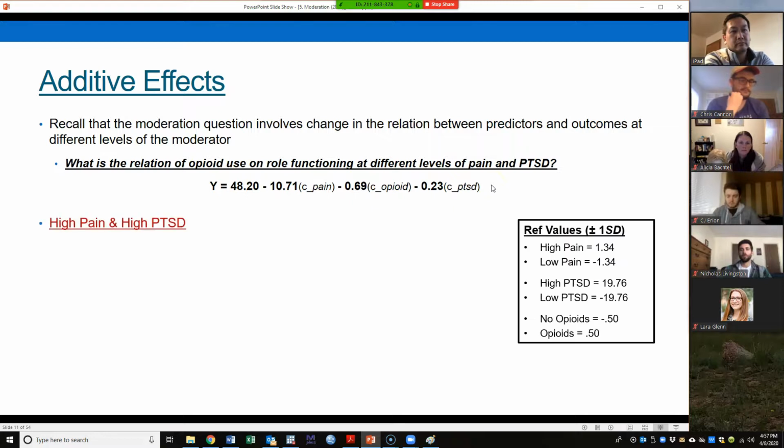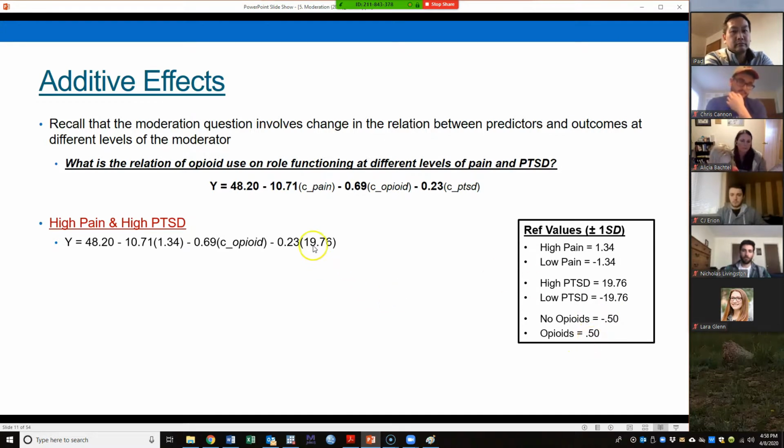And so what I can do is start plugging in different values and seeing the impact. So let's say, what's the influence of opiate use on role functioning for people with high levels of pain and high levels of PTSD? Well, I can just take my model and start plugging values in. I'm interested in the effect of opiate use on role functioning. Let's say a standard deviation above. Because I've centered these, high pain, a standard deviation above, is 1.34. Low pain, negative 1.34. High PTSD, 19.76. Low PTSD, negative 19.76. No opiates, negative 0.5, opiates 0.5, right?